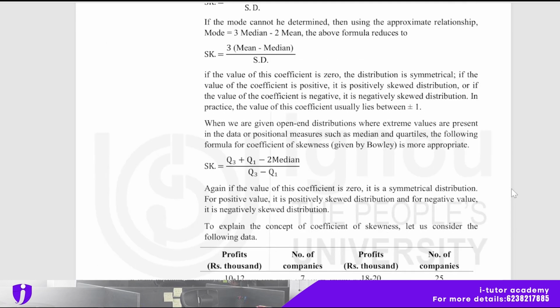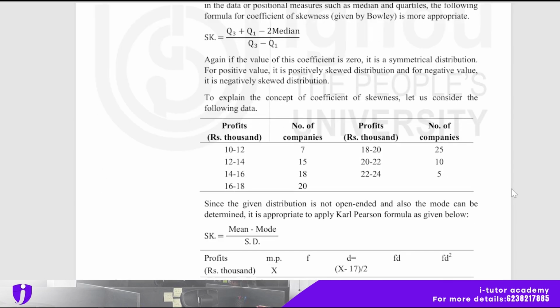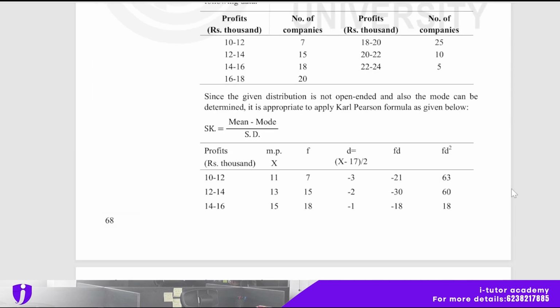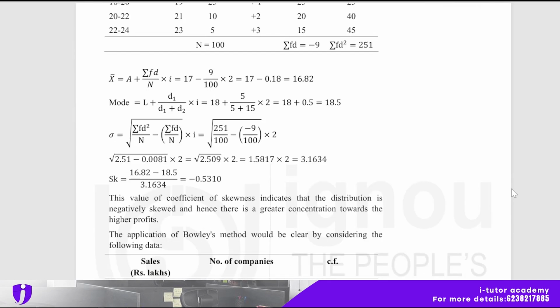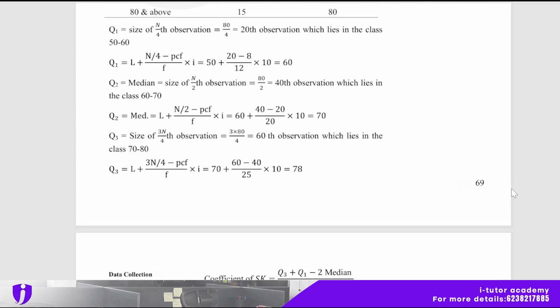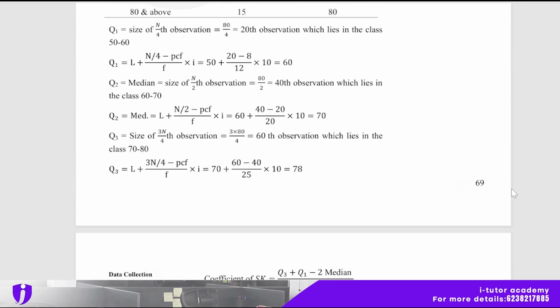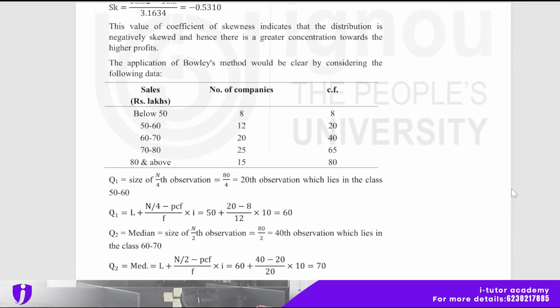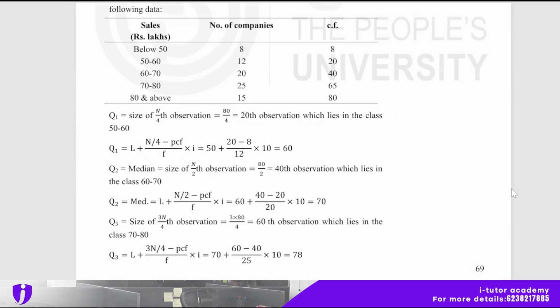And this is Sk equal to Q3 plus Q1 minus 2 median divided by Q3 minus Q1. So this is the equation for Sk. Based on the equation, you can do this activity also. It will be more clear for your understanding. And the next one is the coefficient Sk also here, so you just do this.